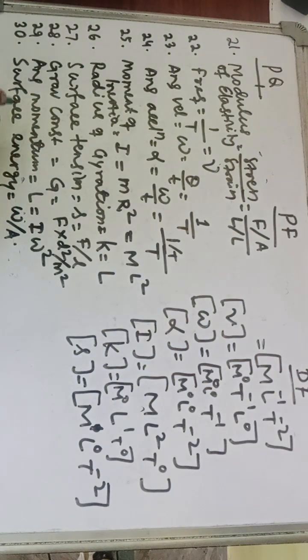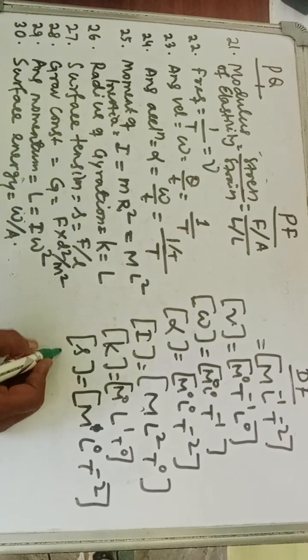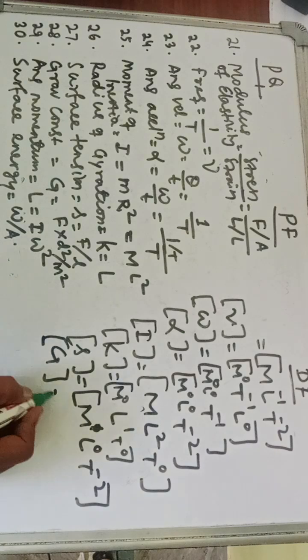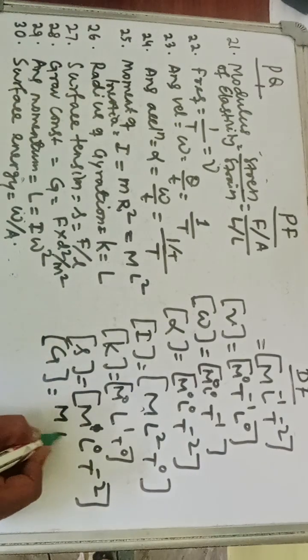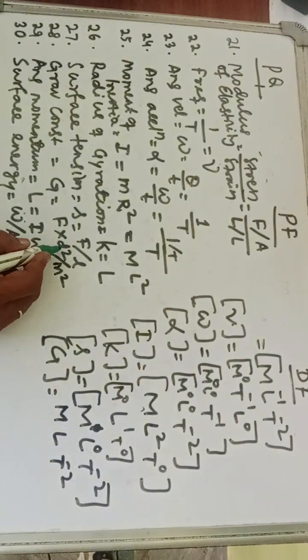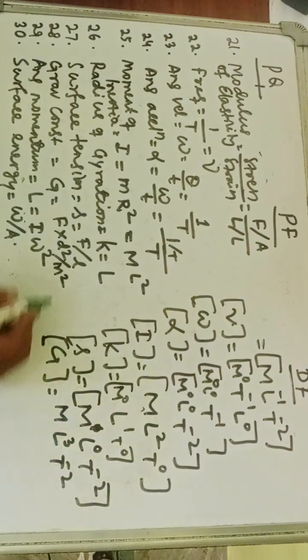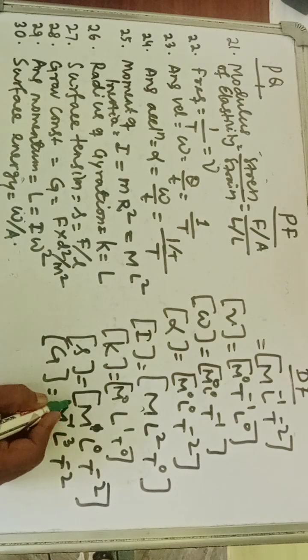Gravitational constant is force into distance square by mass square. For force it is MLT^-2. For distance square it will be 3. For M it is now minus 1.